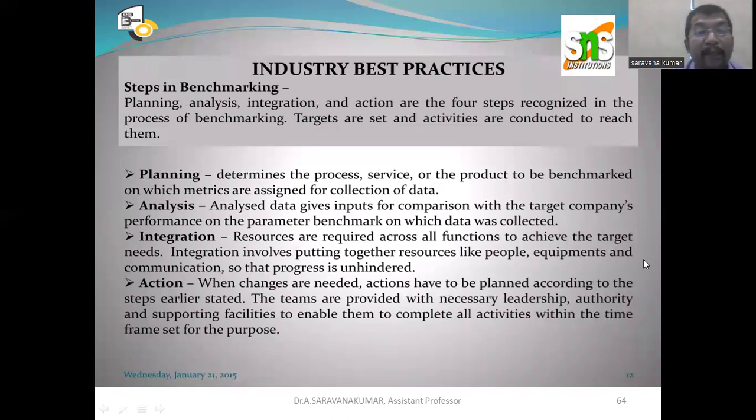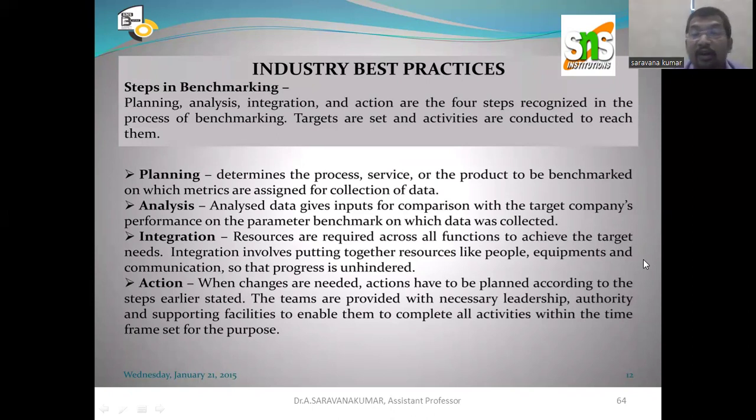Steps in benchmarking: planning, analysis, integration, and action are the four steps recognized in the process of benchmarking. Targets are set and activities are conducted to reach them. So what are the four steps? Planning, analysis, integration, action. Planning determines the process, service, or product to be benchmarked, on which metrics are assigned for collection of data. Analysis analyzes the data and gives input for comparison with the target company's performance on the parameter benchmark on which data was collected.